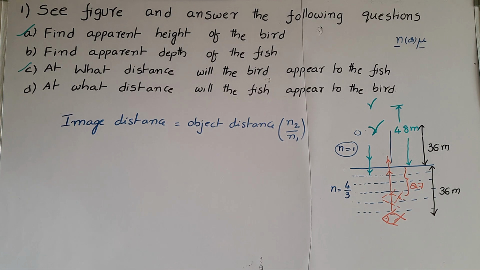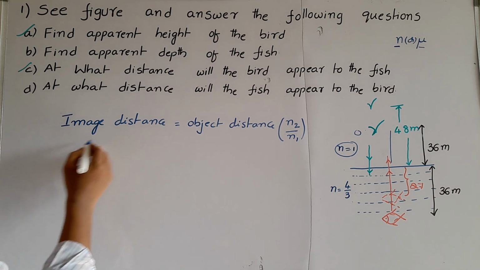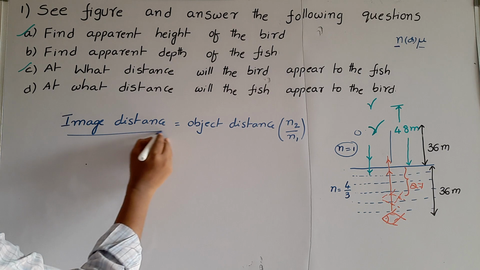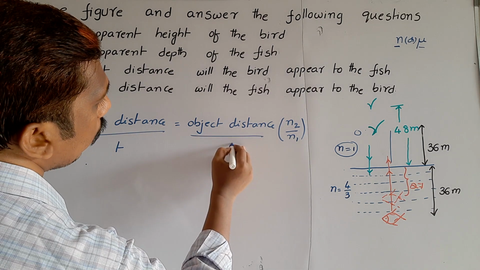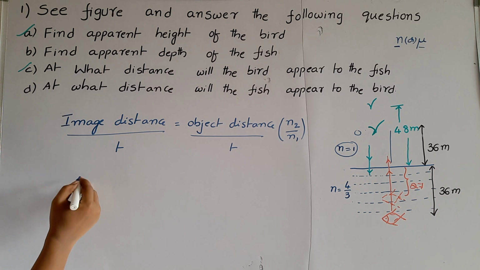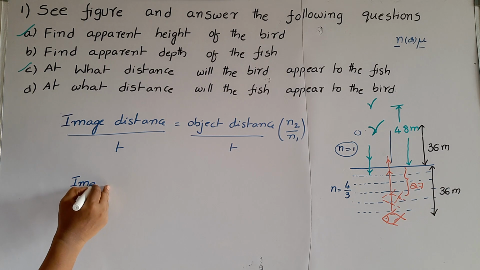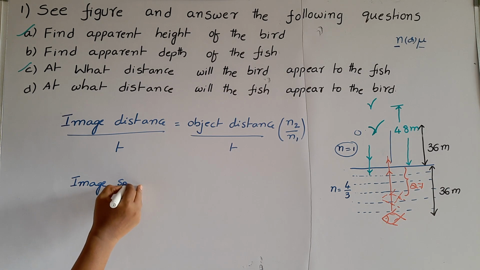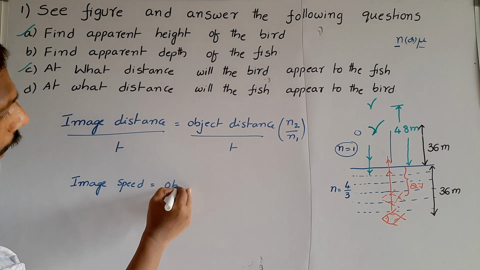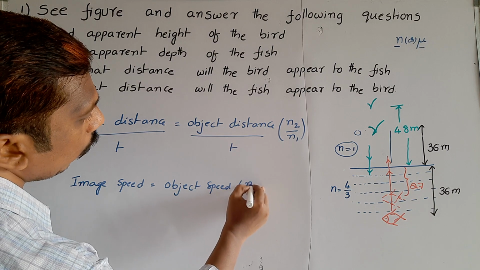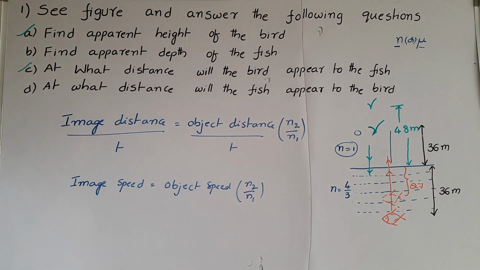Next, suppose you want to calculate speeds. We know distance, so divide this equation by time. Then we get image distance divided by time is equal to object distance divided by time t. Image distance by time is called the speed of the image. So image speed is equal to object speed into n2 by n1. By using this formula, we can calculate the image speed also.